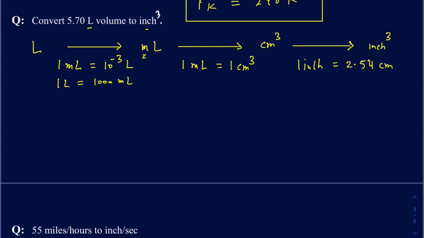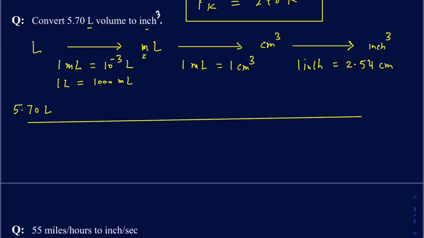Like I said, once you know the plan and what type of conversion factors you will be using, go ahead and set it out. So we start out with 5.70 liters, and in the first step, we're trying to go to milliliters. So your milliliters will go on the top, and we're trying to get rid of liters, so we'll put liters in the denominator.